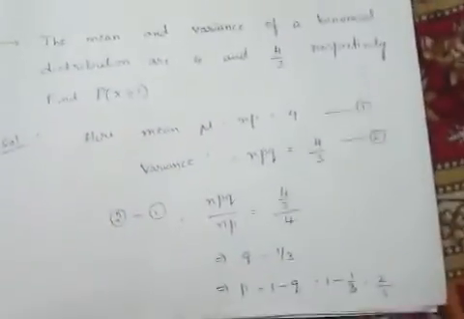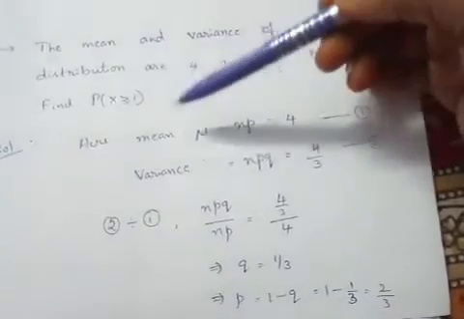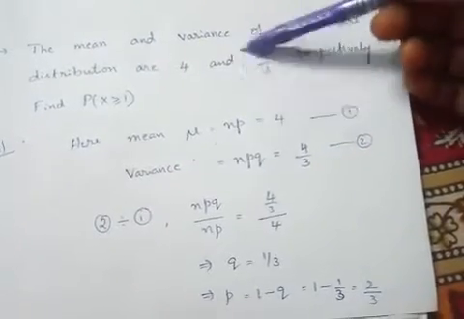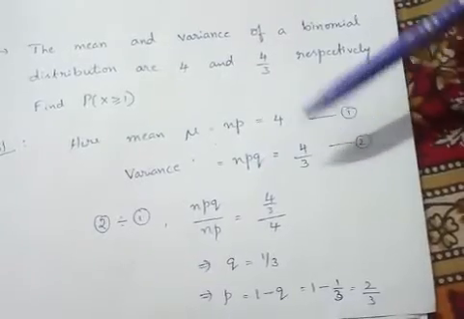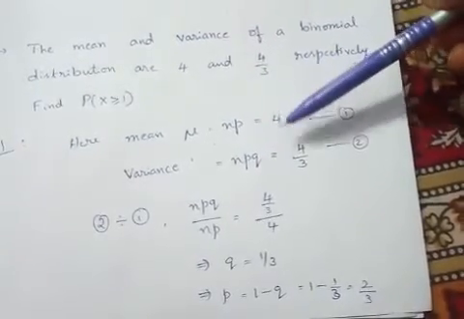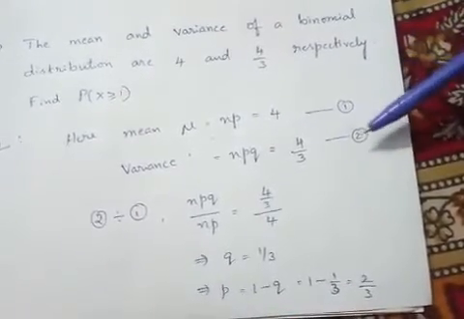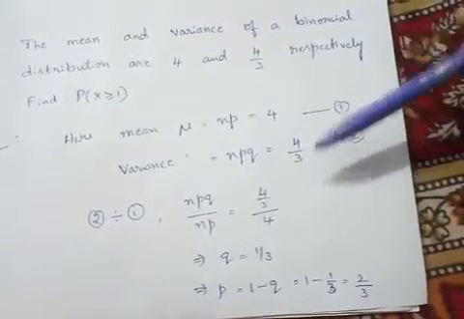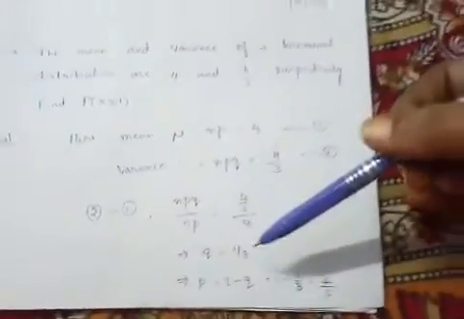Here the problem is: the mean and variance of a binomial distribution are 4 and 4/3 respectively. Then find the probability of x greater than or equal to 1. That means mean and variance are given as 4 and 4/3. Mean np equals 4, variance npq equals 4/3. So if we divide npq by np, we get (4/3)/4. By cancellation we get the q value as 1/3.